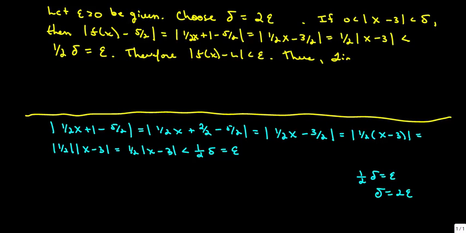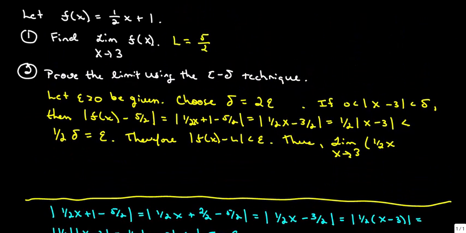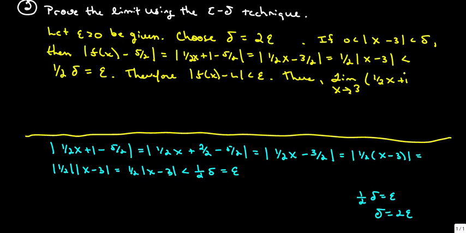Thus, the limit as x approaches 3 of 1 half x plus 1 is equal to 5 halves. So again, this guy right here is your proof. It doesn't like to write well on the side. We'll write it below here. So this whole thing in yellow here, that's your proof.